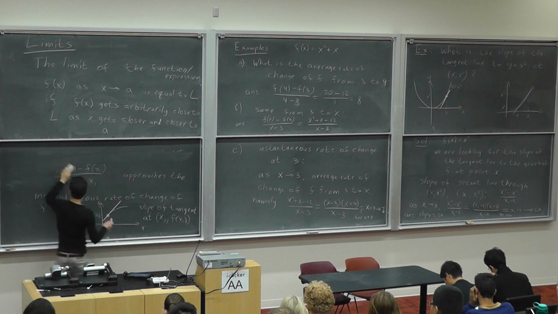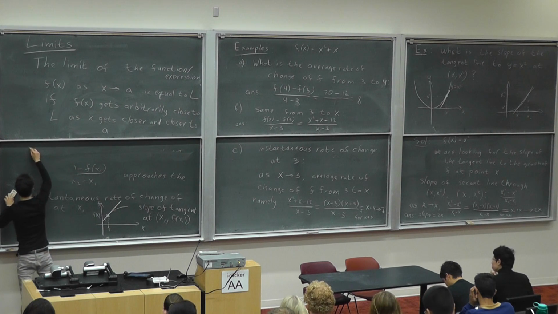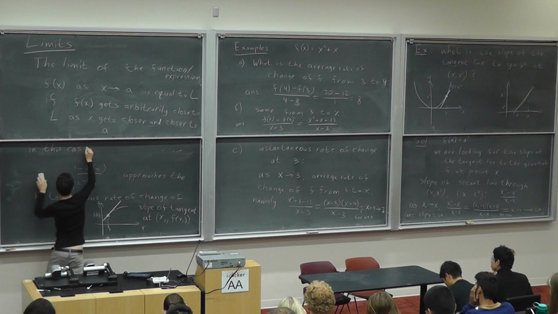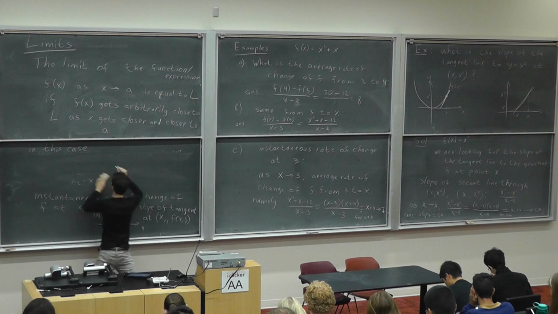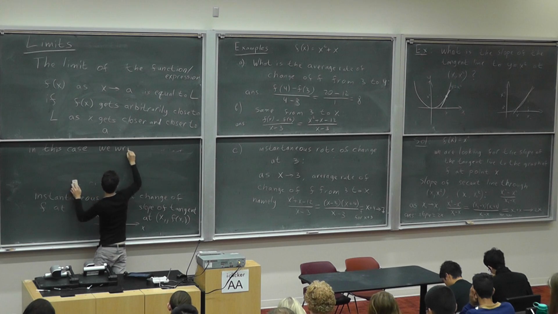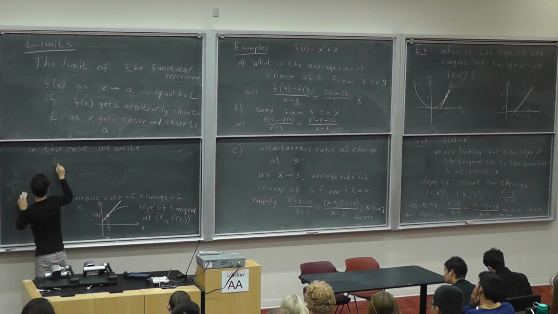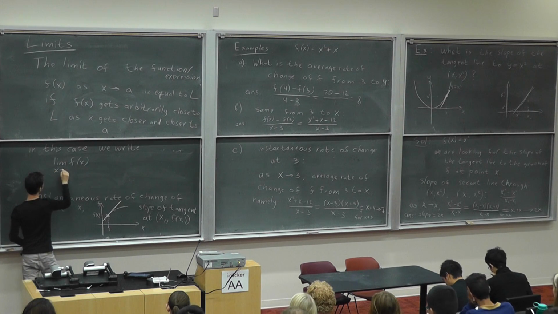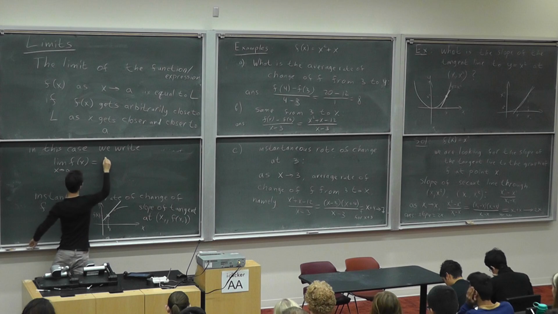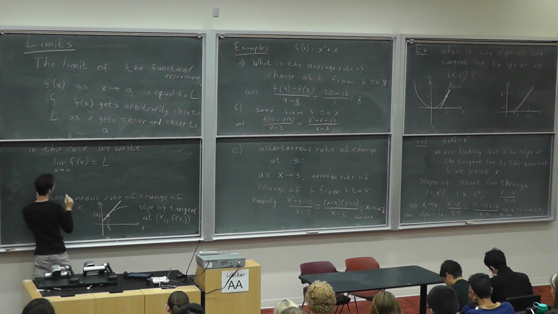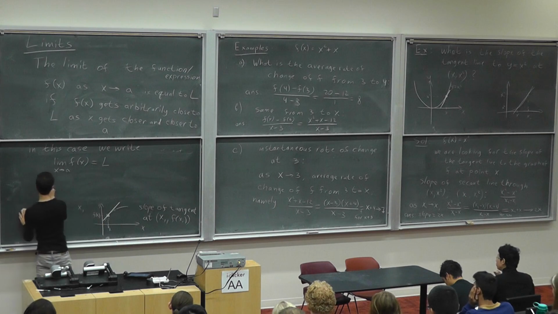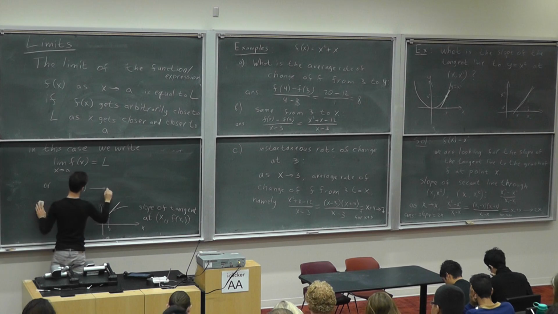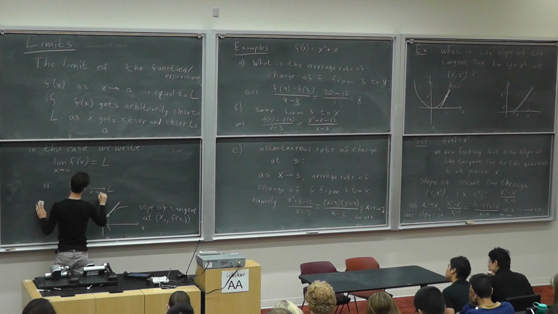And the notation is, in this case, you write: the limit of the function f of x as x approaches a is equal to L, or an alternative way of writing it, f of x approaches L as x approaches a.